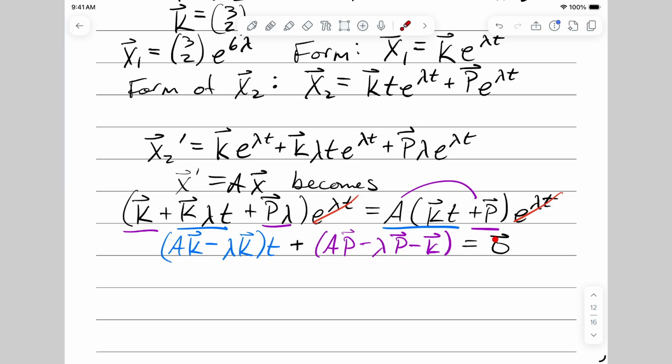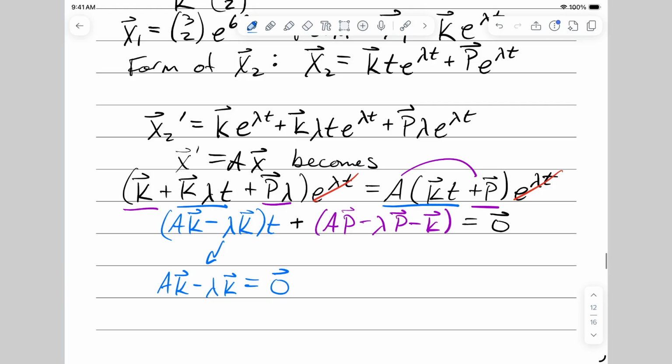Since we have 0 on the right-hand side, all the expressions that are the first power of t on the left should add up to 0, and all the constant terms on the left should add up to 0. That's going to give us that Ak minus lambda k is equal to 0. Factoring out that k, we have (A minus lambda I) times k is equal to 0. We already knew that.